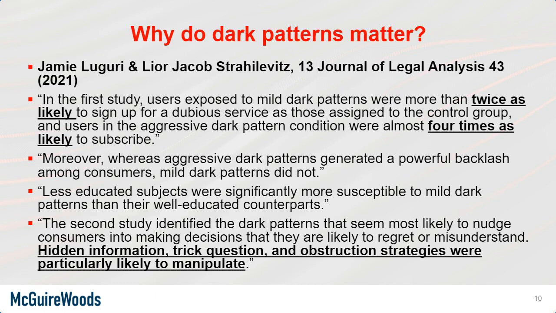Then there was a second study that identified the dark patterns that seem most likely to be effective with consumers. It found that the three most effective were hidden information, trick question, and obstruction strategies, or the Roach Motel, as Frank mentioned. The hidden information one was by far the most powerful and the most likely to nudge folks, which makes sense, right? Because if a consumer doesn't know it's there, it's hard to evaluate it and decide whether or not that's something you want. So that's what that is about.